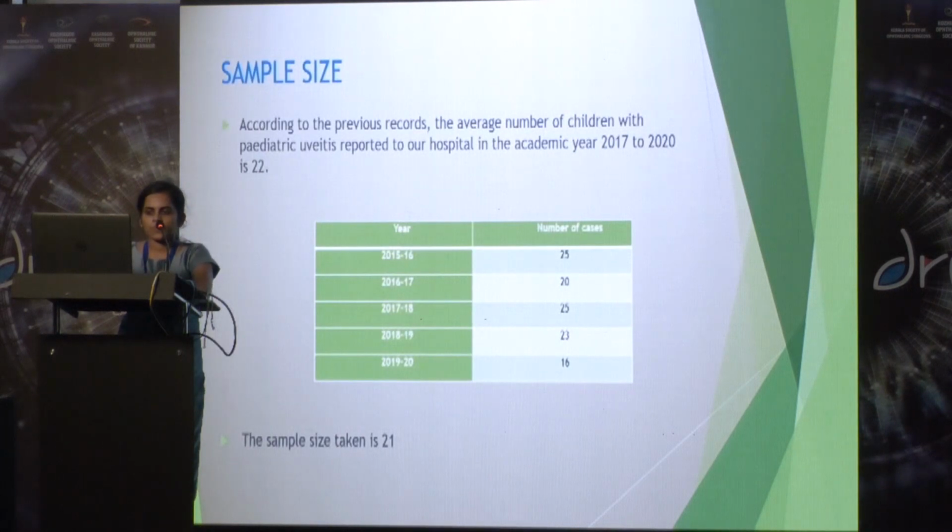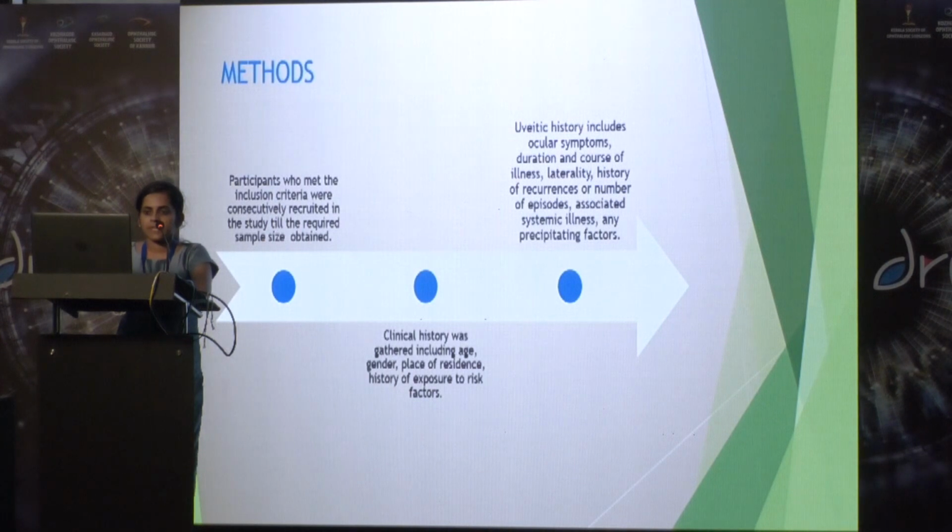The sample size was calculated to be 21 according to the previous yearly presentations. In the methodology, participants who met the inclusion criteria were consecutively recruited in the study till the required sample size was obtained, which was followed by a clinical history including age, gender, place of residence, history of exposure to risk factors, followed by a uveitic ocular examination.